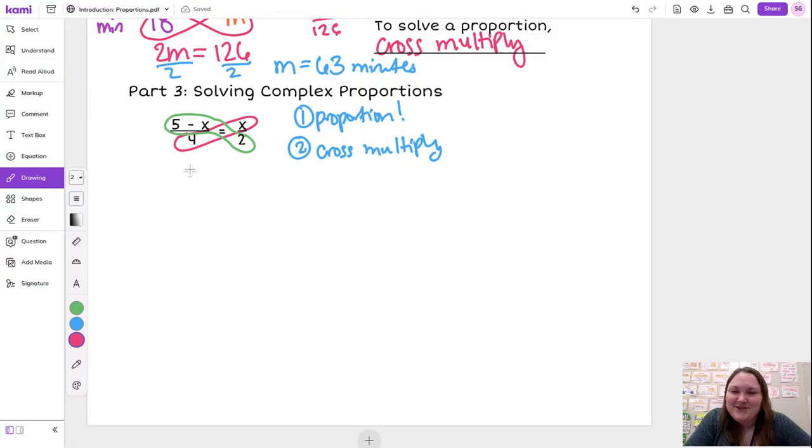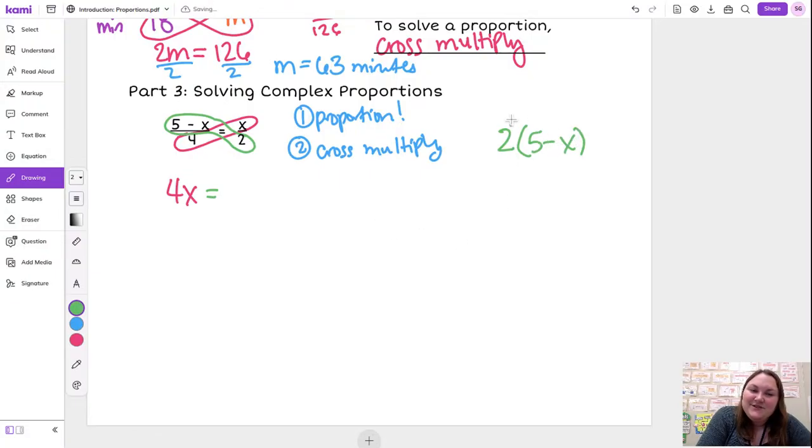So when you do that multiplication, 4 times x gives you 4x. And then on your other side, when you multiply 2 times 5 minus x, the difference here is, notice there are 2 terms. We are multiplying 2 by everything up there, by 5 minus x. We are multiplying the 2 and the 5 together, but we also need to multiply the 2 and that minus x. And so we get 10 minus 2x.